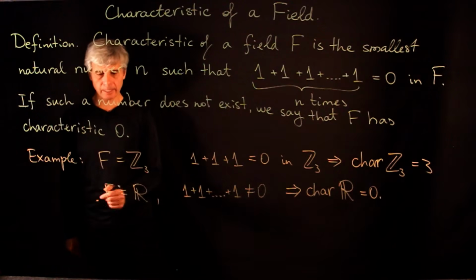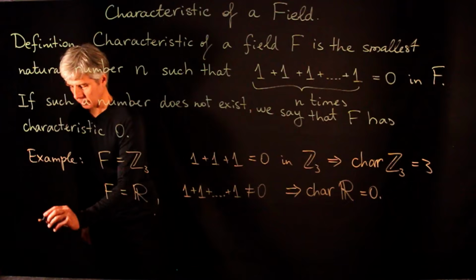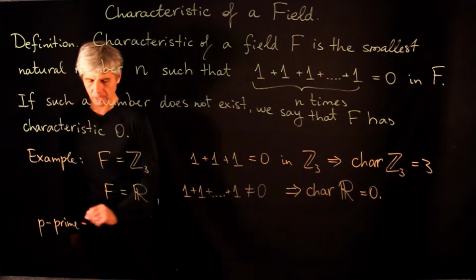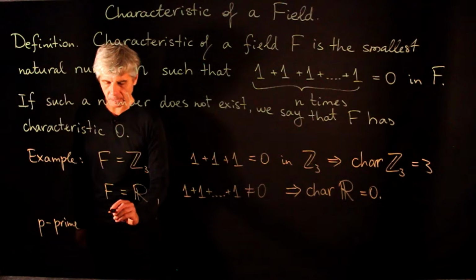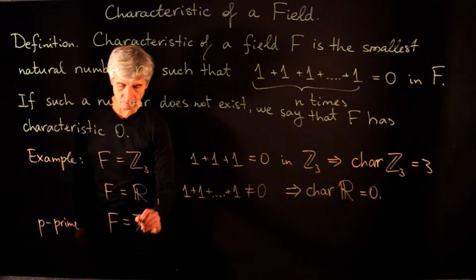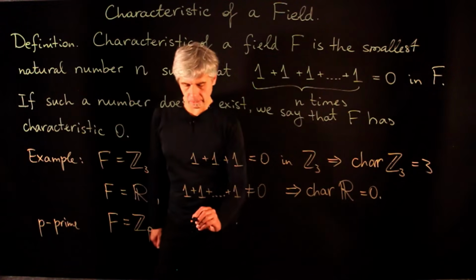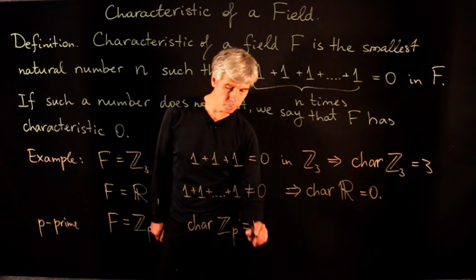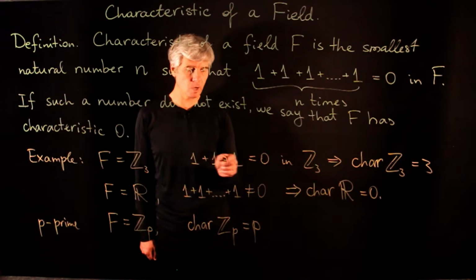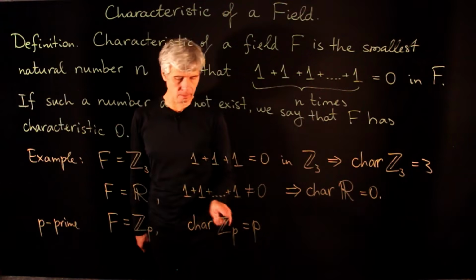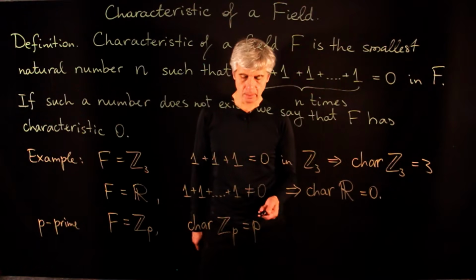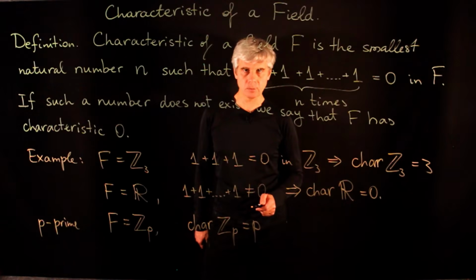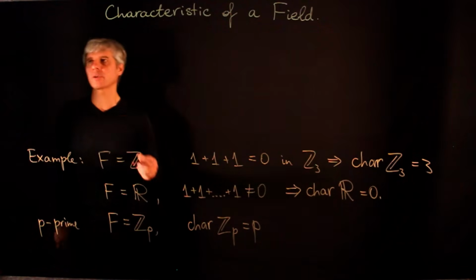So we can generalize the example with Z3, and so if we take P to be a prime number, then we know that ZP is a field. And in this case, characteristic of ZP is equal to P. Because if we add 1 with itself P times, then we're going to get 0. And this is the smallest number of ones that we need to add to get 0. So let us study the properties of a characteristic.